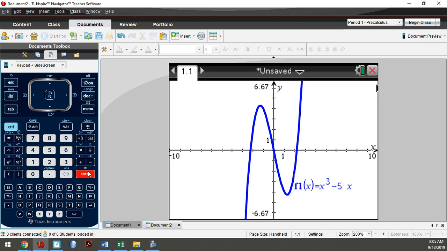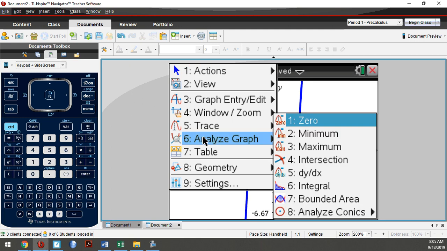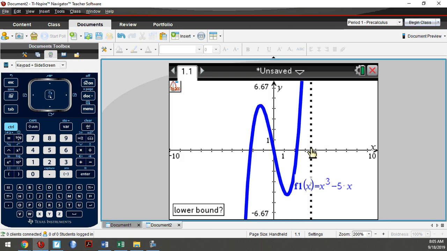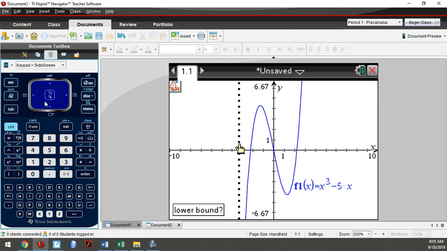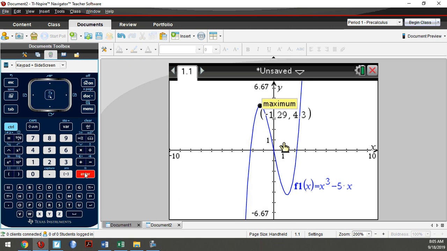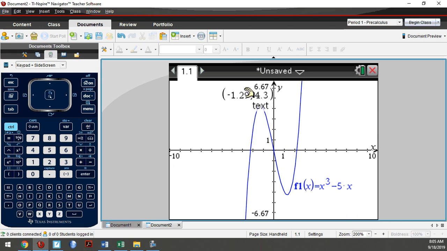So the very first thing I want to do is hit menu, analyze graph, and I want to do our maximum value. So we're going to go to the left of our maximum value and hit enter. We're going to go to the right of our maximum value and hit enter. And do we see that we get the point negative 1.29 and 4.3?